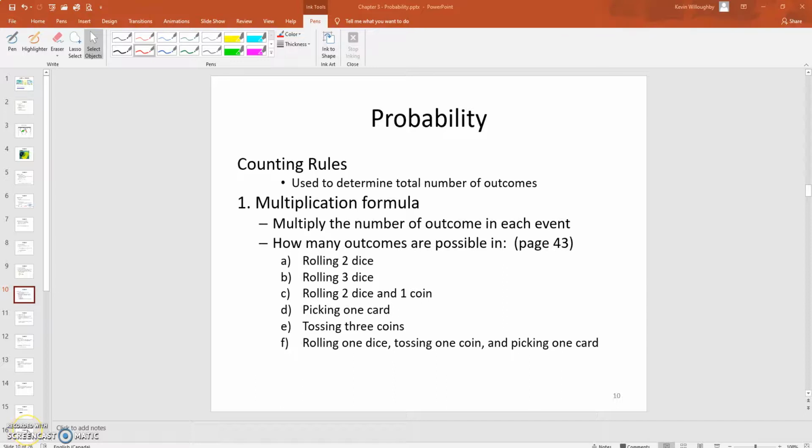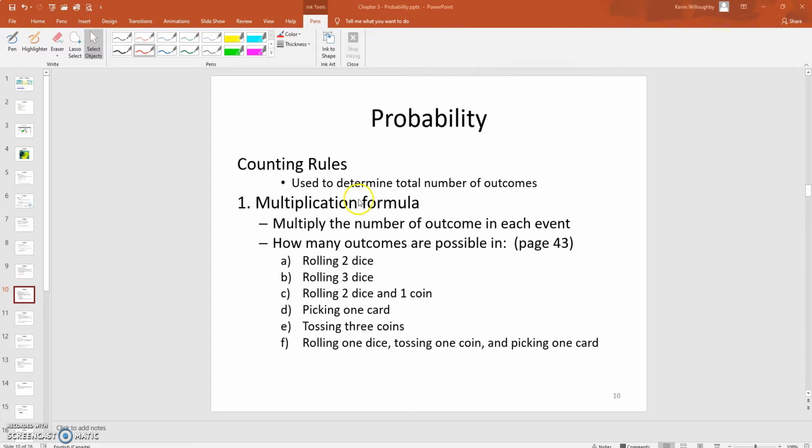Hello students, welcome back to our discussion of Chapter 3, Probability. In this video we're going to go over various counting rules. These counting rules are used to determine the total number of outcomes in each event or experiment.